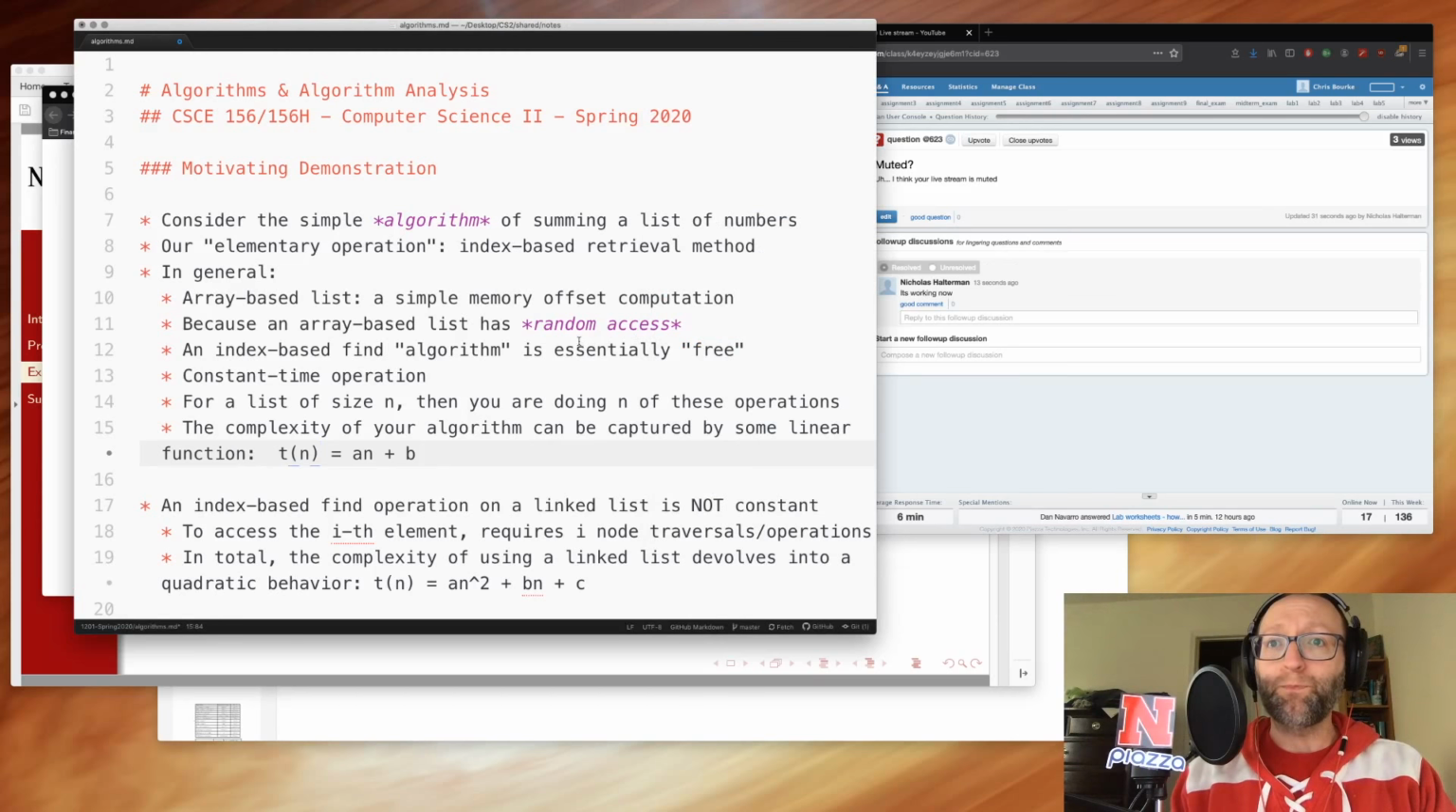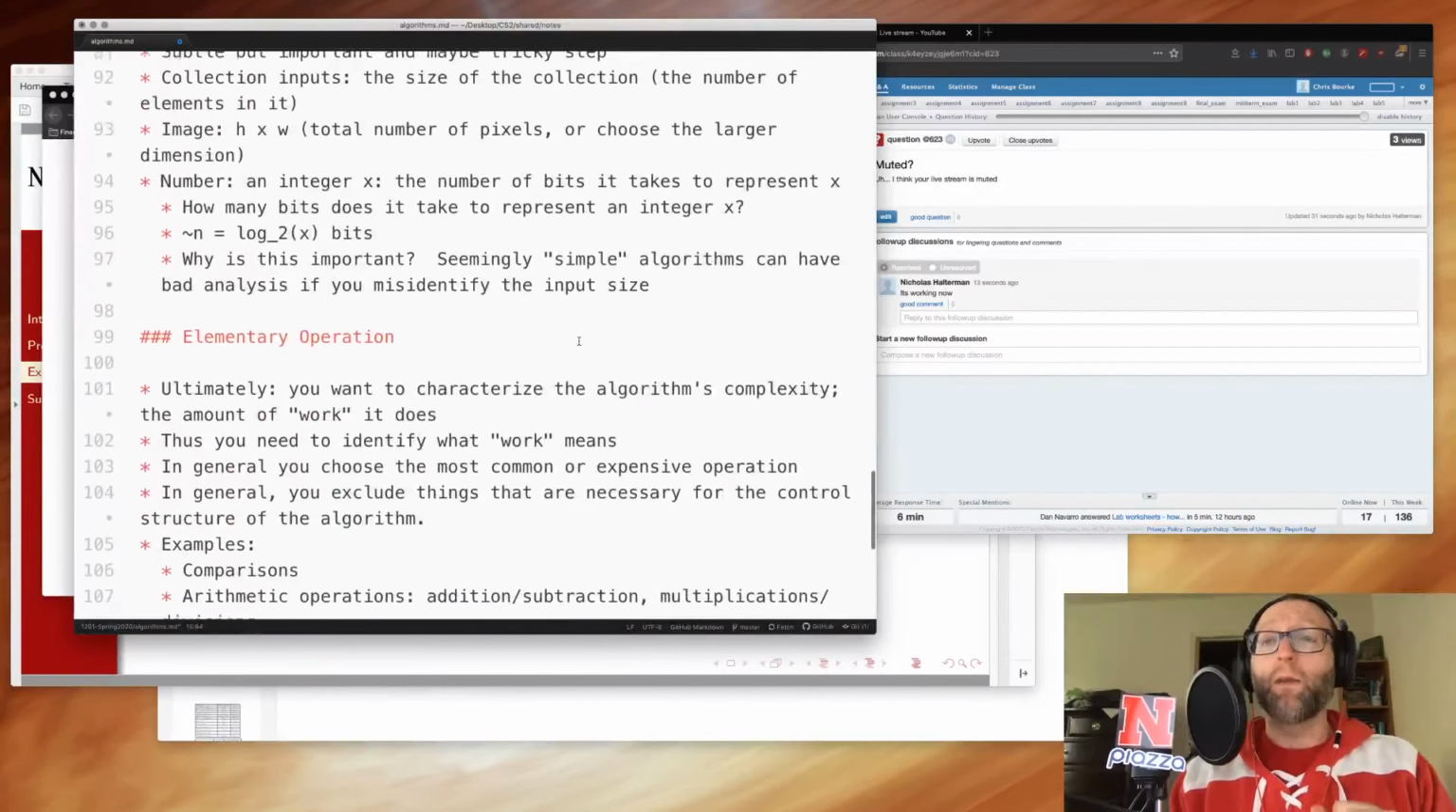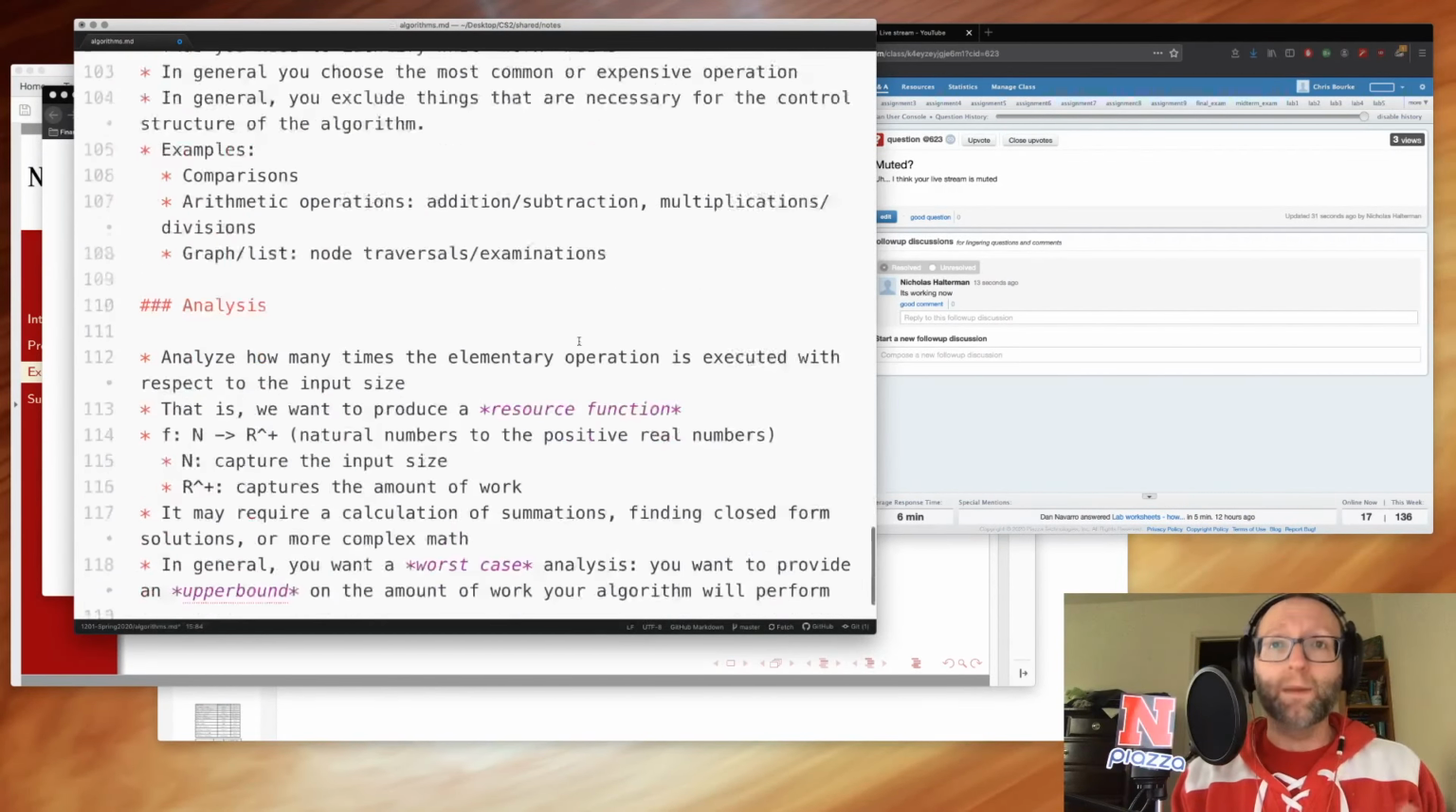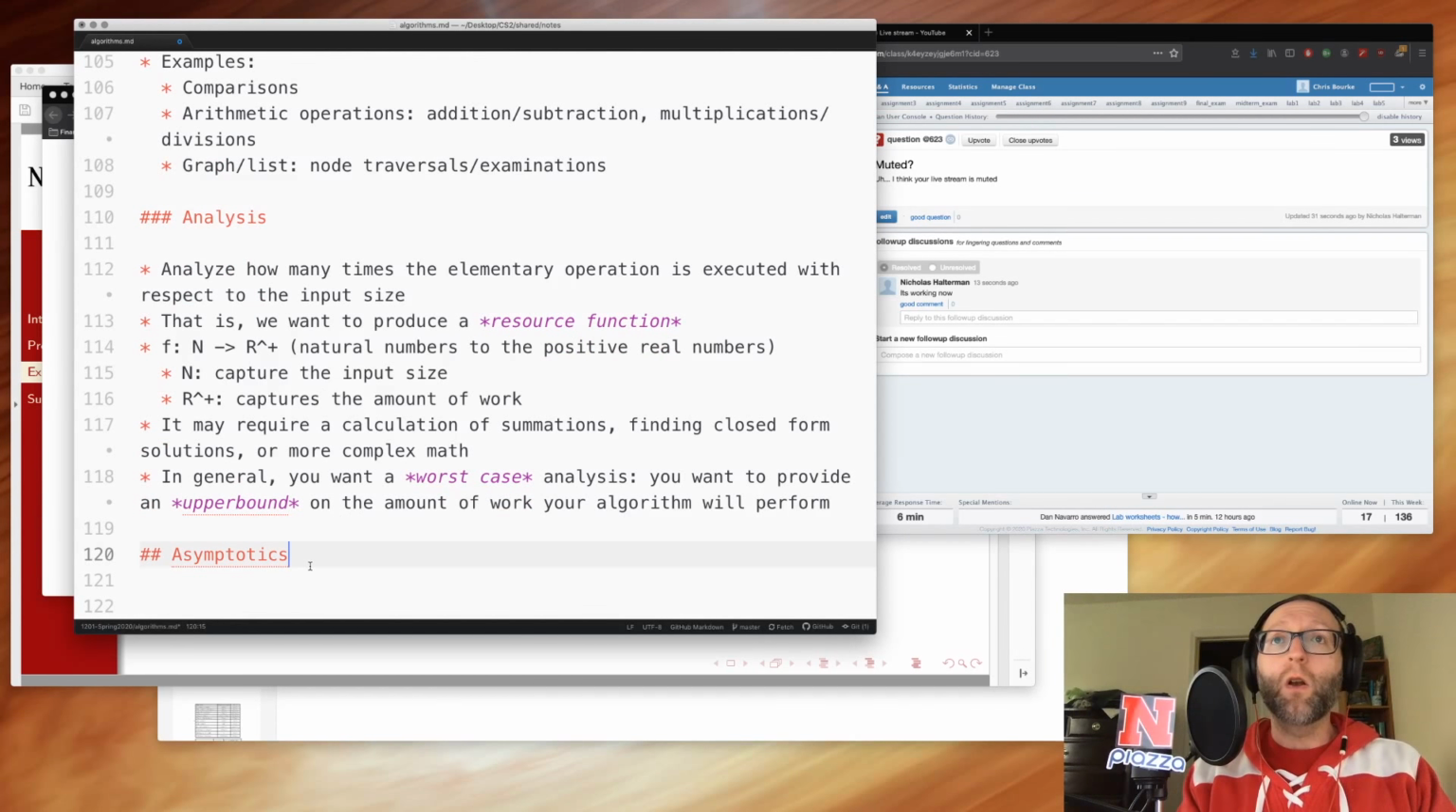It's working now. Excellent. All right, so anyway, we're going to be going over big O asymptotics today. We've already gone through the analysis, the 5-step process where you identify the input, you identify the input size, you identify the elementary operation, and then finally you analyze how many times that elementary operation is executed with respect to the input. Now this is the 5th step, where you characterize that function with respect to a big O analysis.